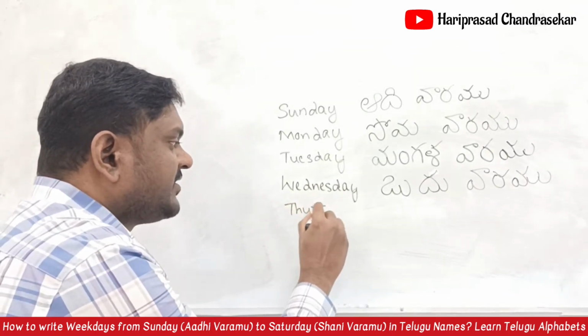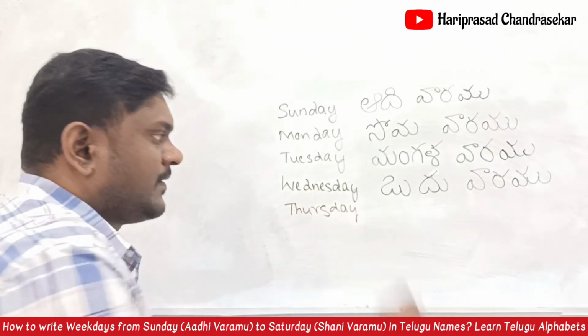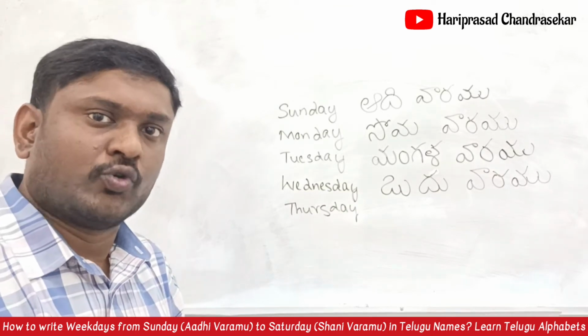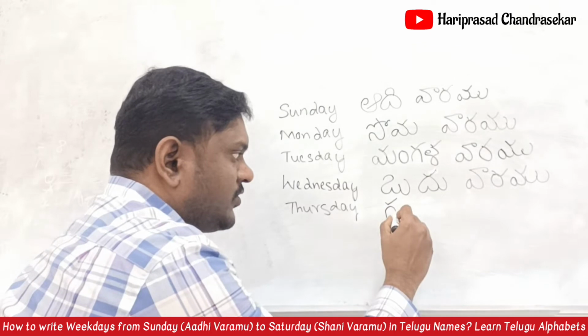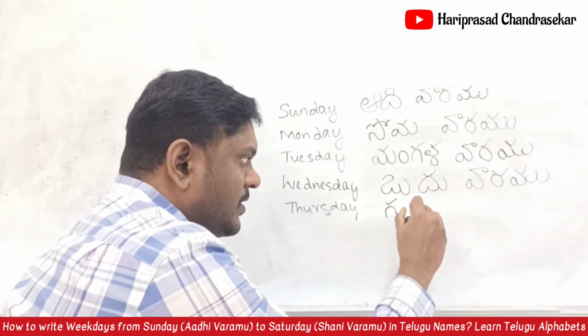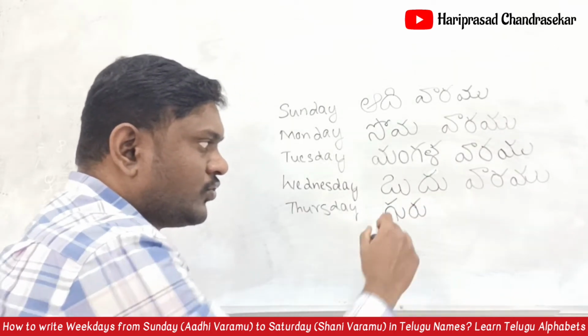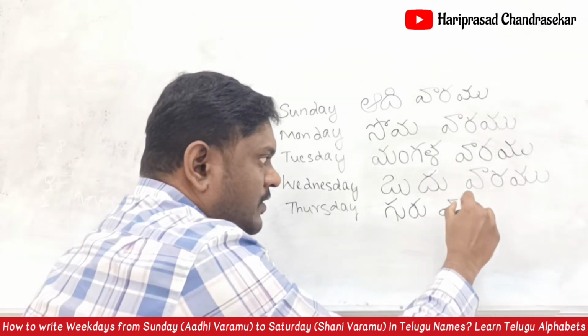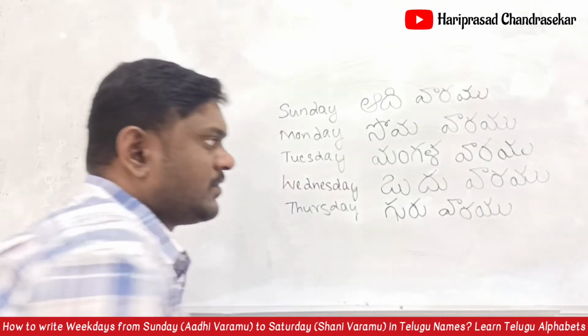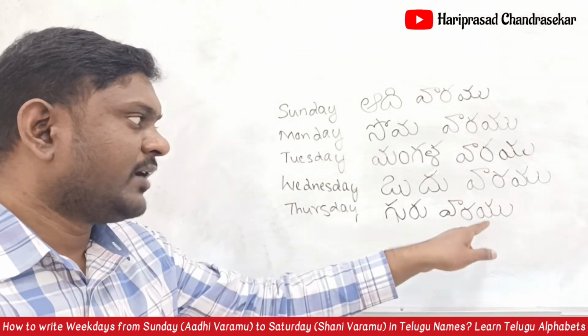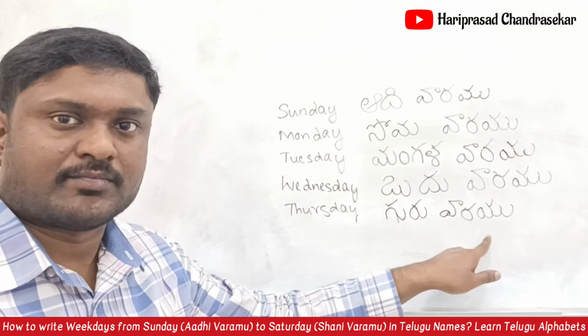Then we also have Thursday. This is guruvaram. So, Gu, Ru, Guru, Varamu. Or you can put only zero, then it becomes Varam.